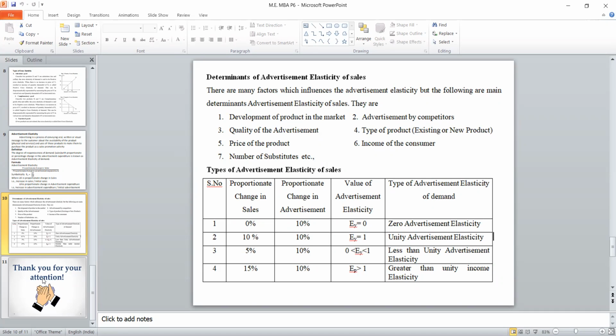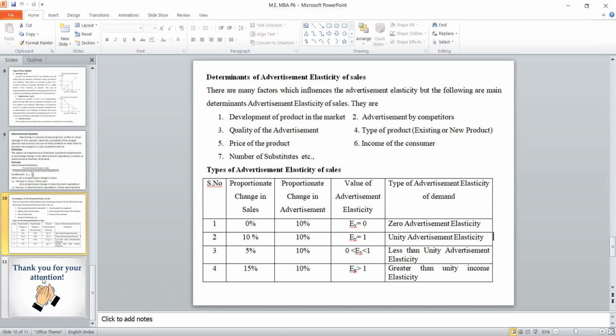But sometimes in section A, people may ask what are the determinants of elasticity of sales. But they asked only once, I think last year they asked this particular question. That is why I just added this particular information. In previous classes, I never listed out the determinants. But because last time they asked, I just added this one. There are seven factors which influence the advertisement elasticity. First, how the product is developed in the market, how the customer is demanding. Then the second one is who all your competitors are, how they are advertising. Based on that, your advertisement expenditure will change.